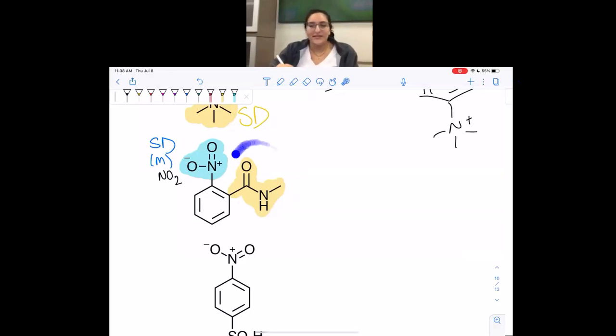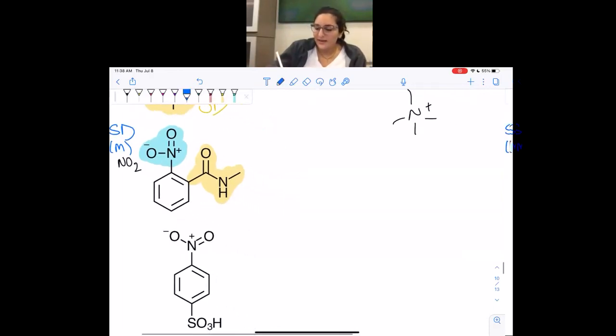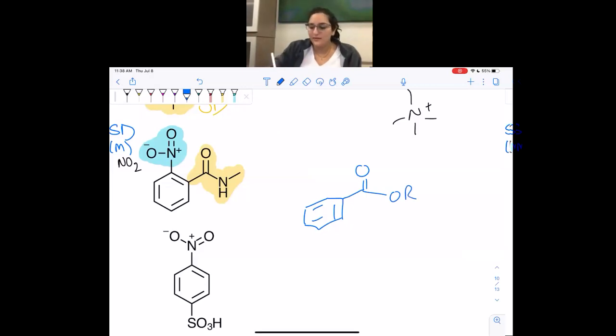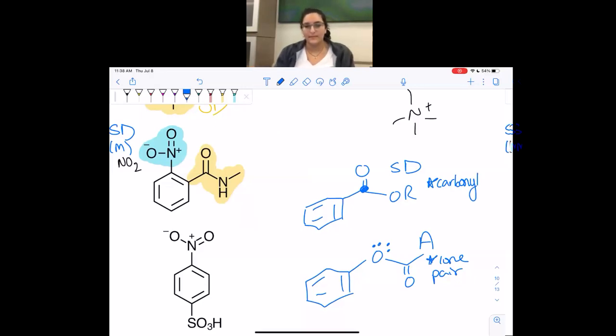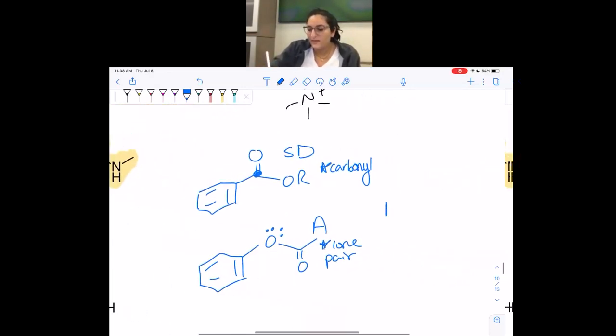So, these guys act just like esters. And remember what we said about esters. If it's attached at the carbonyl, it's a strong deactivator. If it's attached at the oxygen, or in this case the nitrogen, then it's an activator because we have this lone pair. Whereas here, we have a carbonyl. And I'm going to say the same applies to amides.